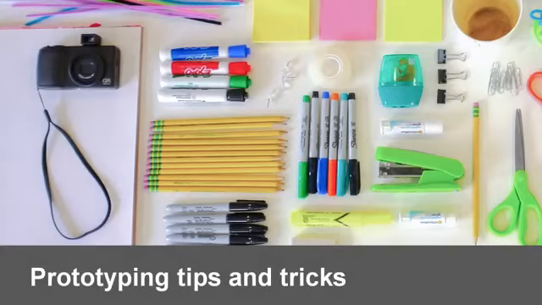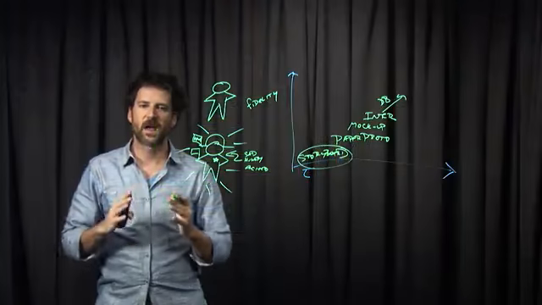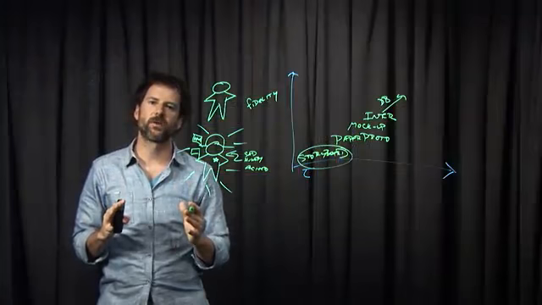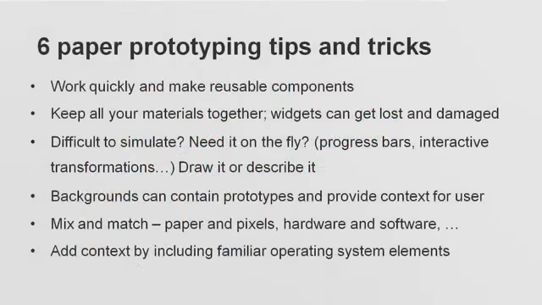So what makes for a good paper prototype? I think there are 6 things to make sure you focus on. First, work fast. This is not going to take you a week. You're not going in with the details to make a perfect drawing. Boom, 5 minutes, maybe 10.